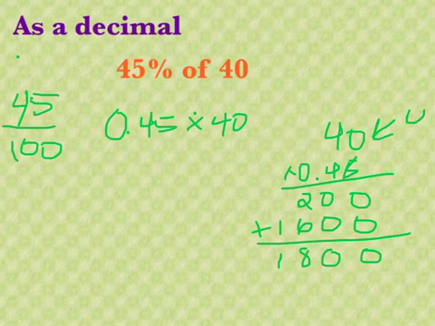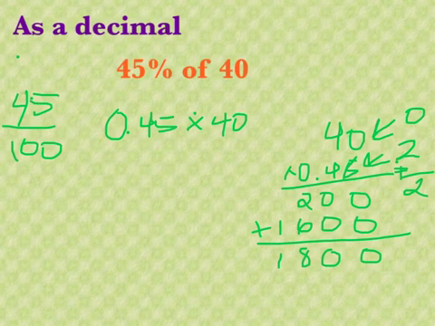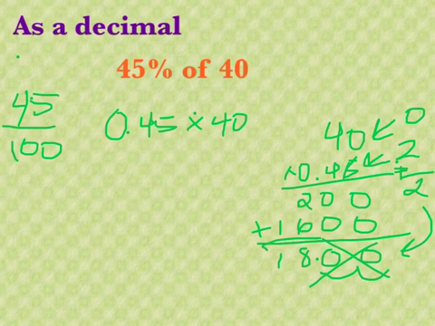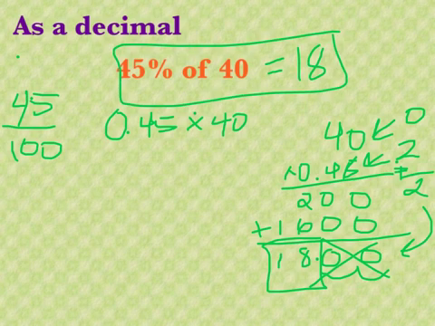There are no decimals in my top number, 2 decimals in my bottom number, which means I will have 2 decimals in my answer. Since the zeros are on the end, I don't need those. That means that 45% of 40 is 18. Just like that.